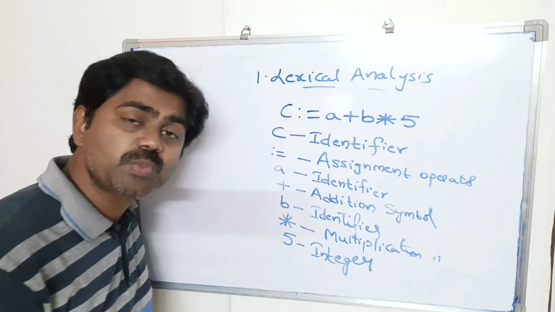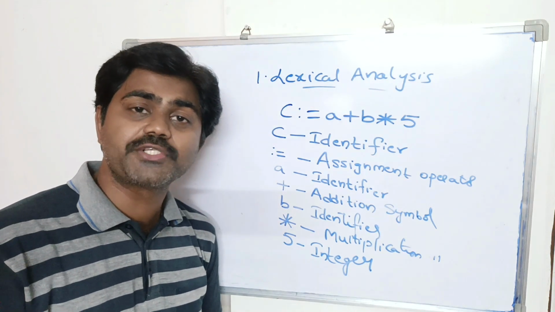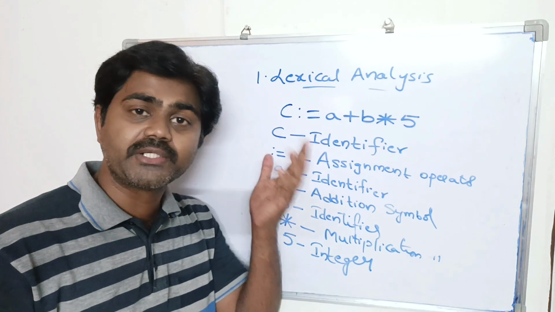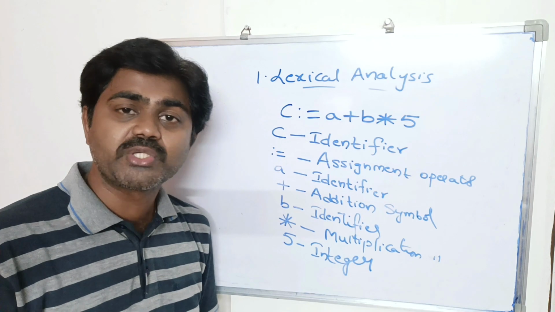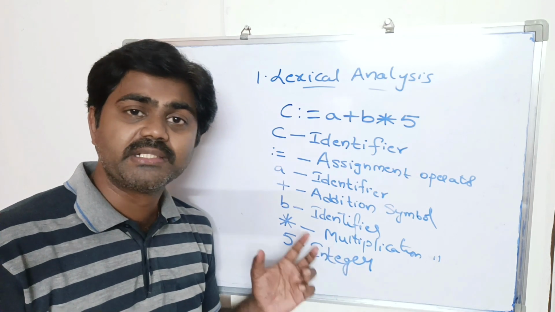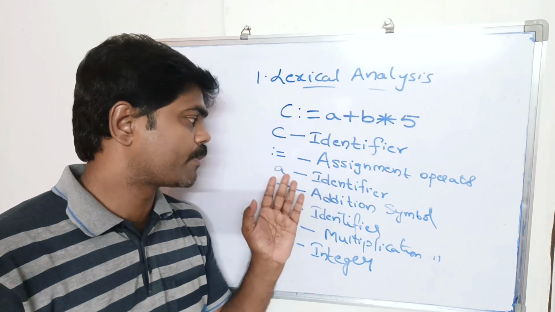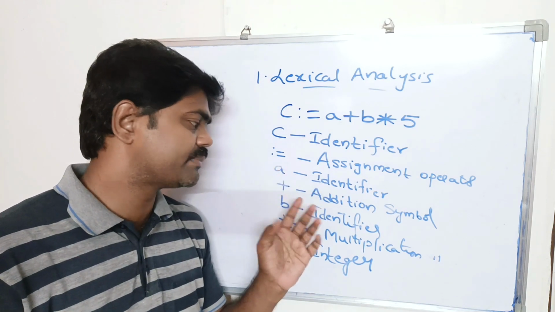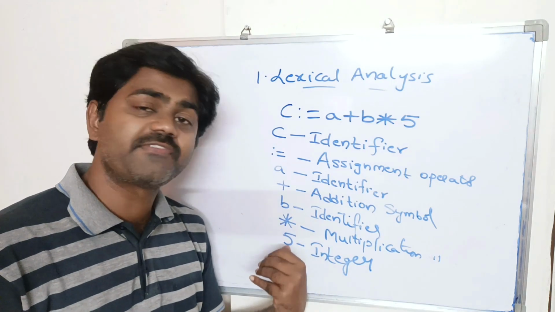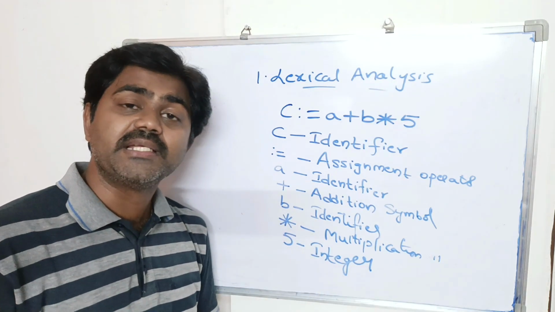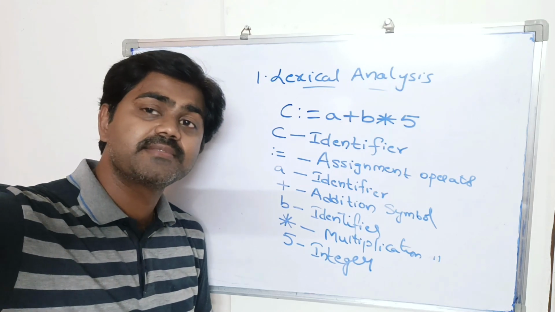Okay. So in this way, what does lexical analysis do? Lexical analysis will divide the source input into groups of tokens. What I have taken here, C equal to A plus B into 5, is divided into tokens with a description. C is an identifier, equal to is an assignment operator, A identifier, plus addition symbol, B identifier, star multiplication symbol, and 5 is an integer. Now we'll see the next phase, syntax analysis.